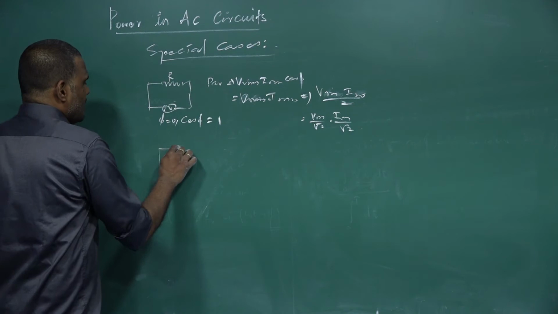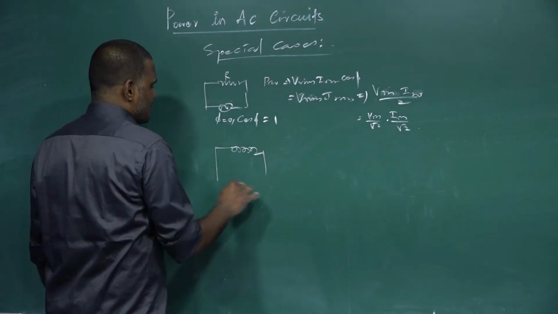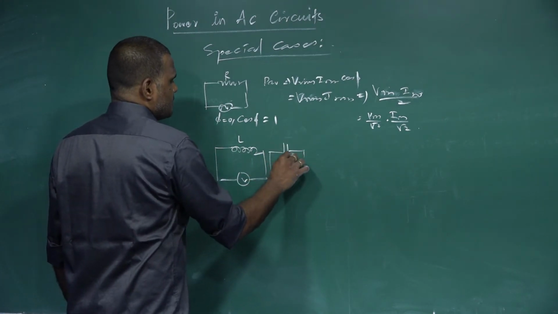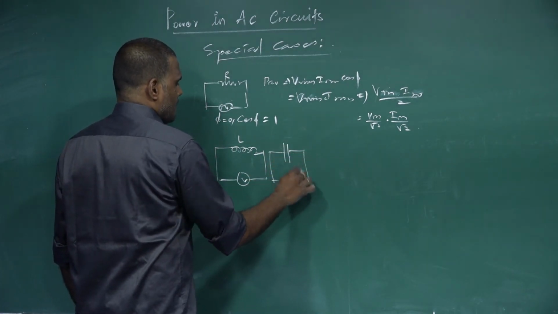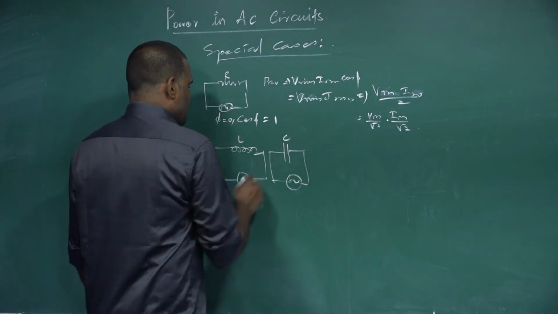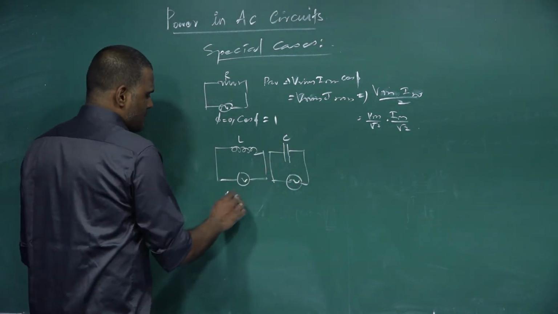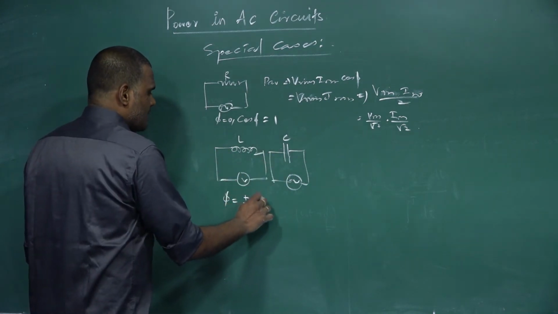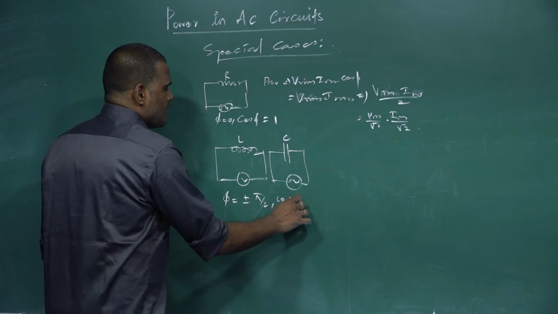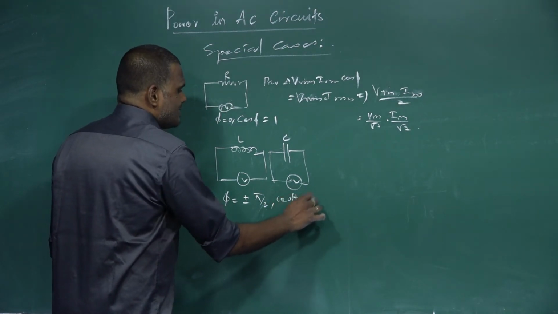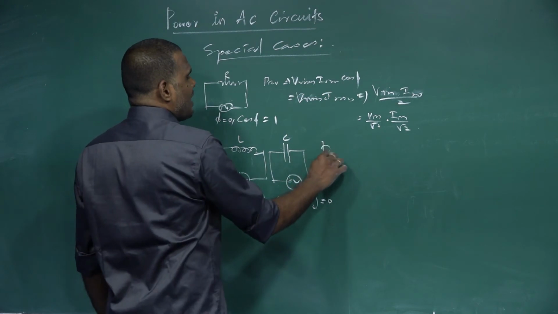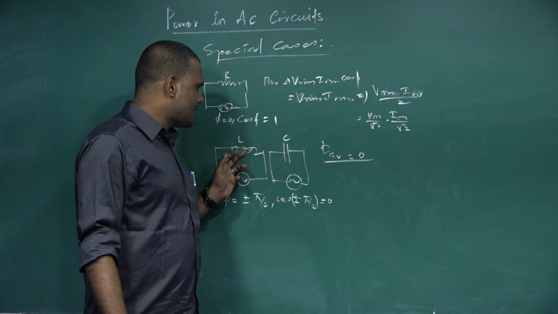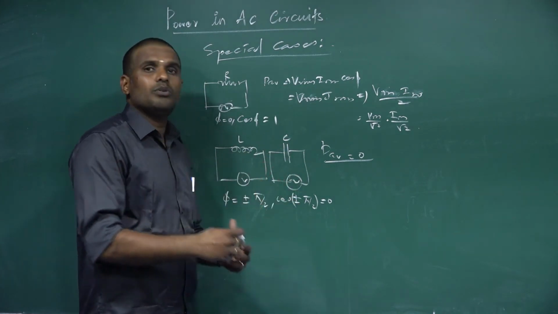Now, if it is an inductive or capacitive circuit, what will be the case? As we know, the phase angle between the current and voltage in an inductive or capacitive circuit is plus or minus pi by 2. Cos of plus or minus pi by 2 is 0. So what is the average power consumed? 0. So the average power consumed by the inductive or capacitive circuit is equal to 0.